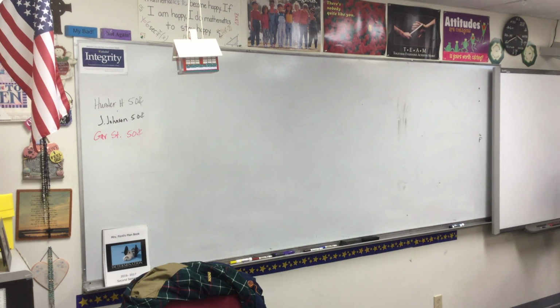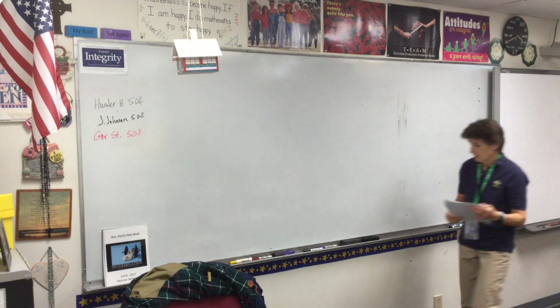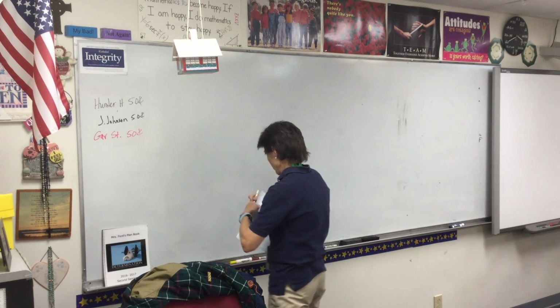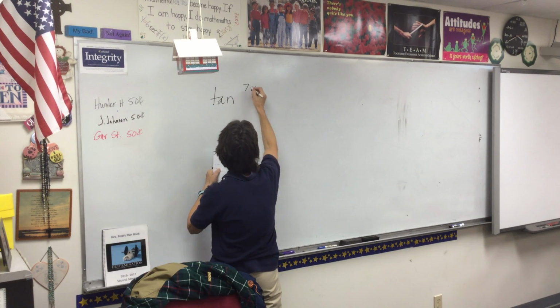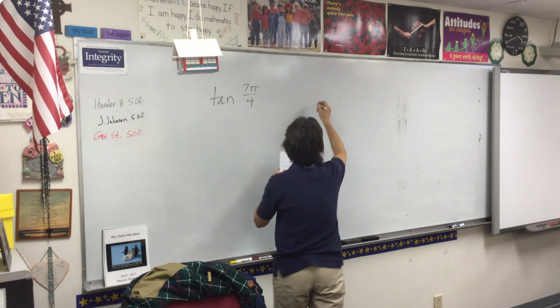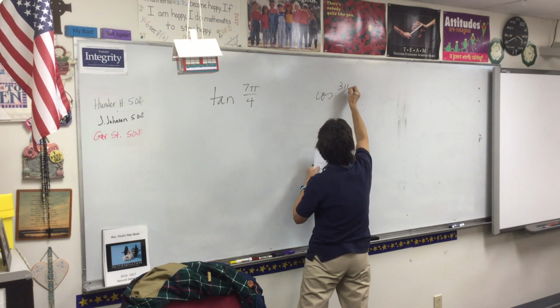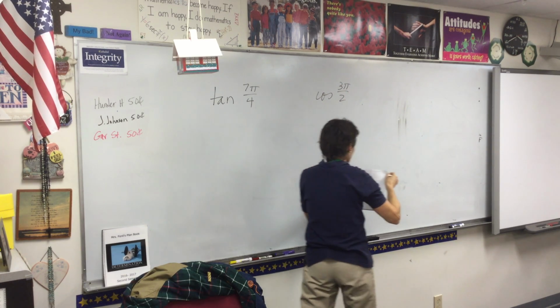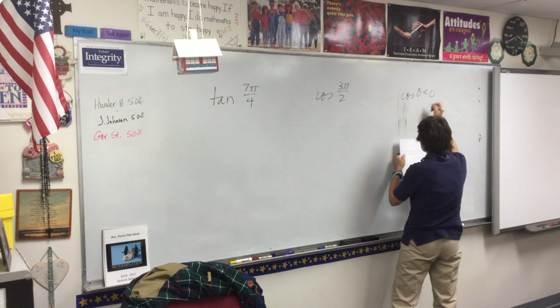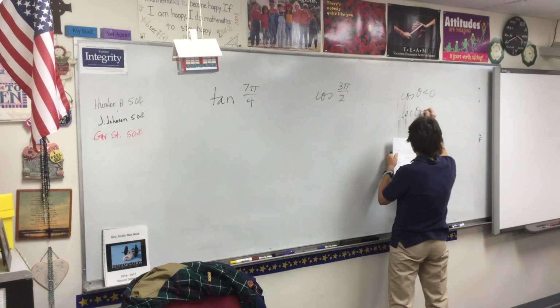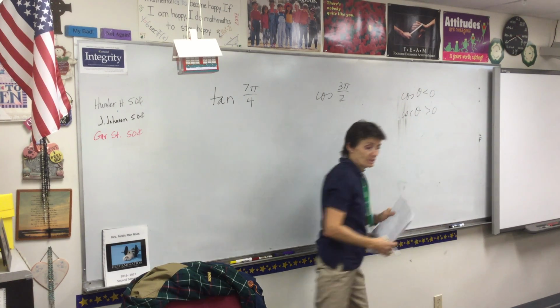Okay. So here we go. E says find the tangent of 7 pi over 4, and F says find the cosine of 3 pi over 2. So remember, this is still on the no calculator page. So you are not going to be using a calculator to do this problem.